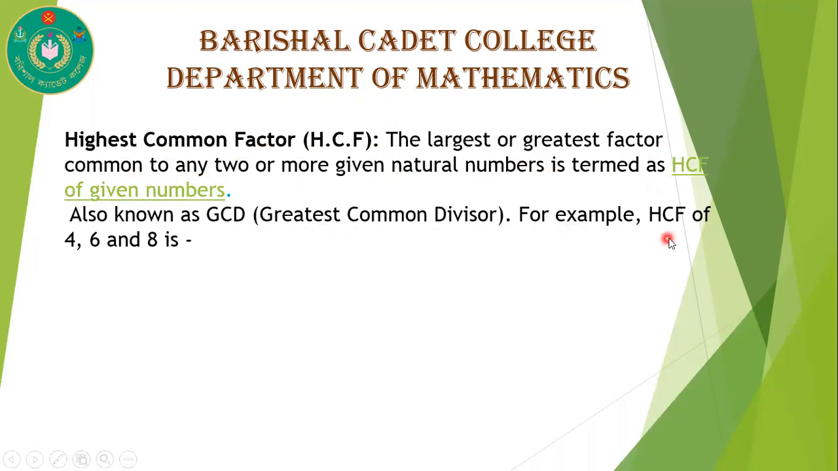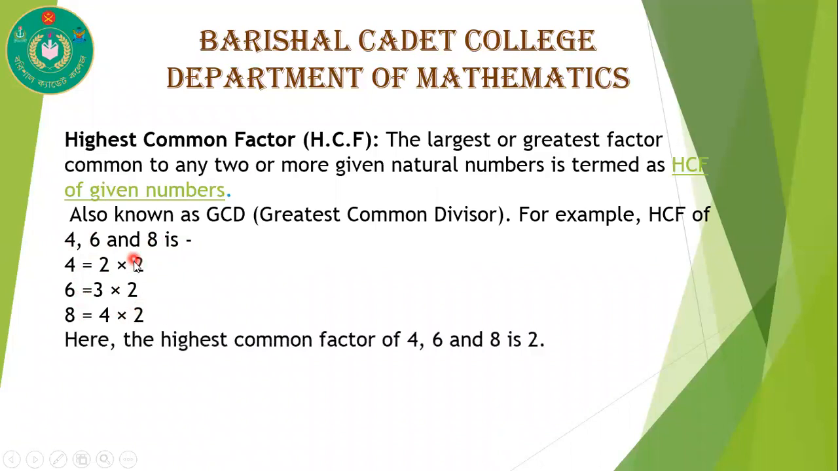For example, the HCF of 4, 6, and 8. Here we can write 4 as 2 into 2, 6 is equal to 3 into 2, and 8 is equal to 4 into 2. Here we can see the highest common factor of 4, 6, 8 is 2.